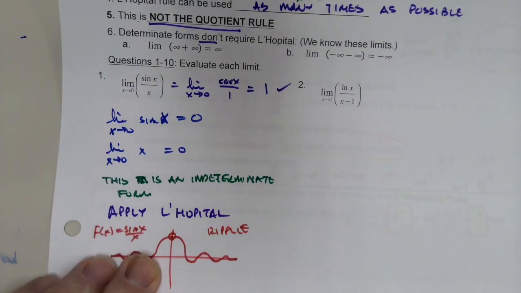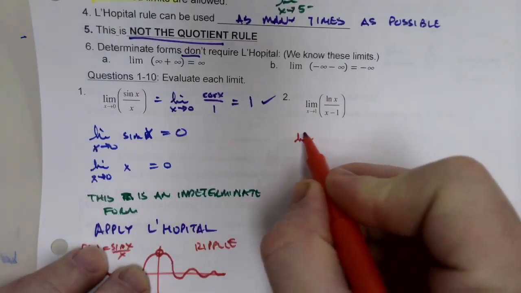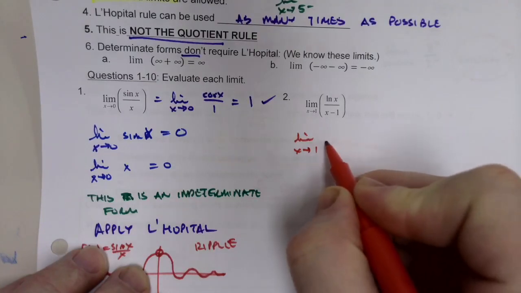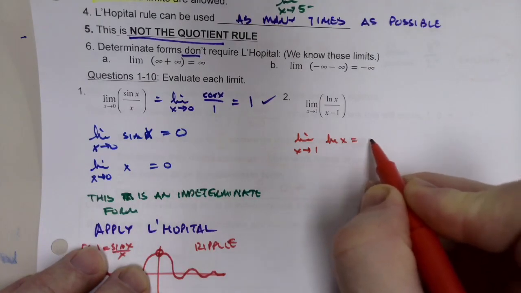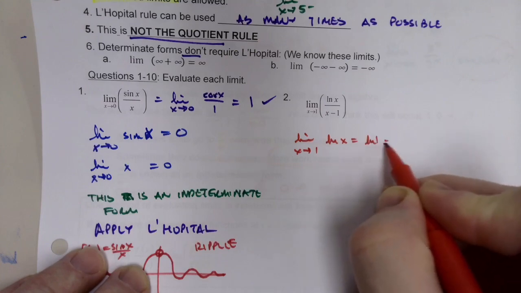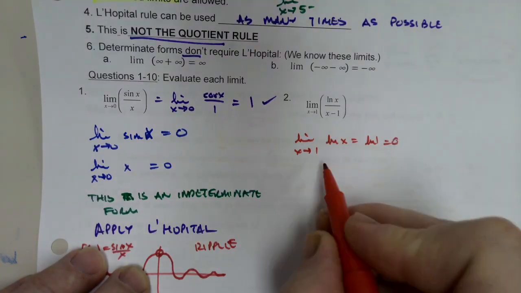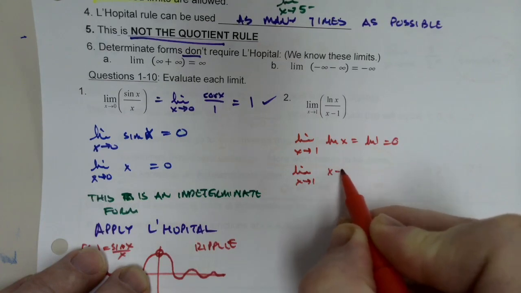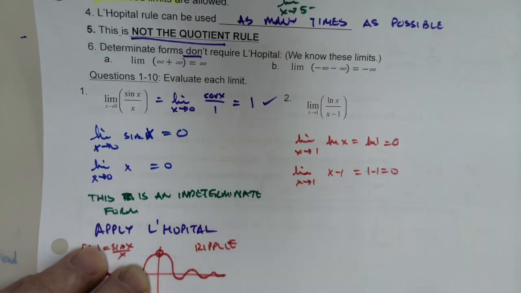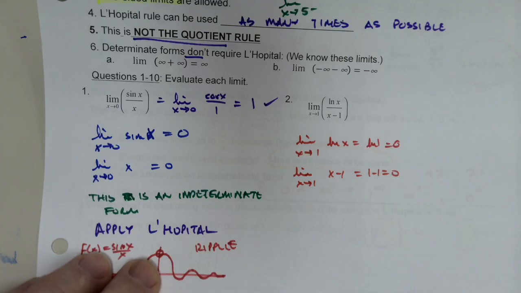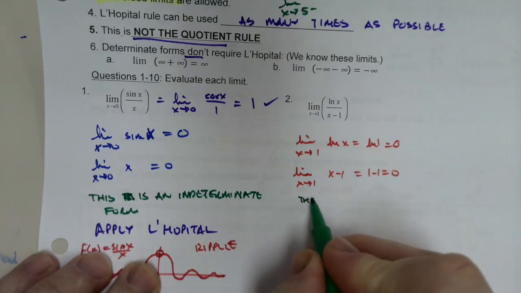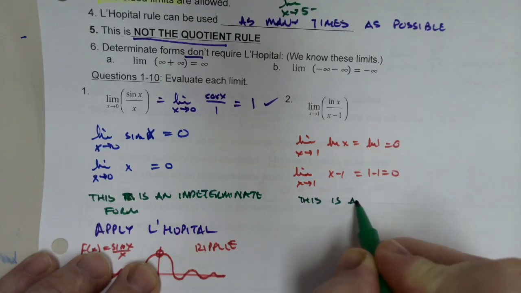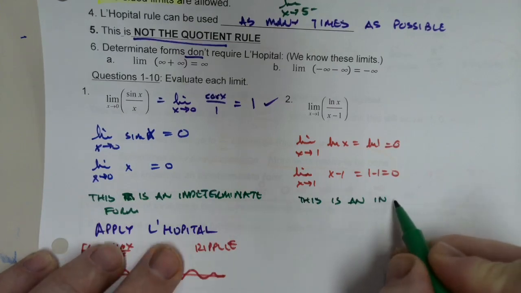In this case, if we evaluate the limit as x goes to 1 of the natural log of x, that will be the natural log of 1, which is 0. If we evaluate the limit as x goes to 1 of x minus 1, we'll get 1 minus 1, which is 0. So we'll make the case that this is an indeterminate form.